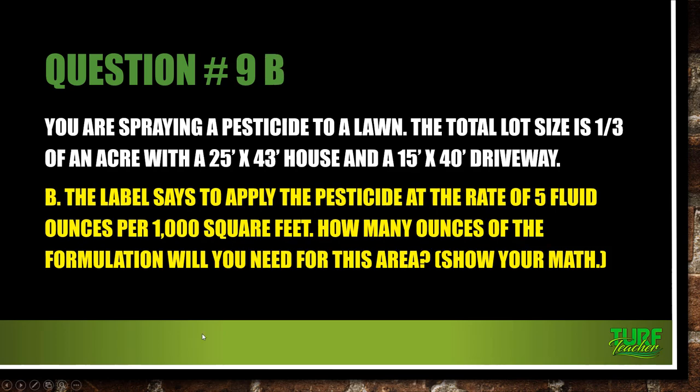Now let's look at 9B. The label says to apply the pesticide at the rate of 5 fluid ounces per 1,000 square feet. Again, I love the fact that it breaks it down into 1,000 square foot blocks. How many ounces of the formulation will you need for this area? Please show your math, and I'm going to show you how to do it on the worksheet.